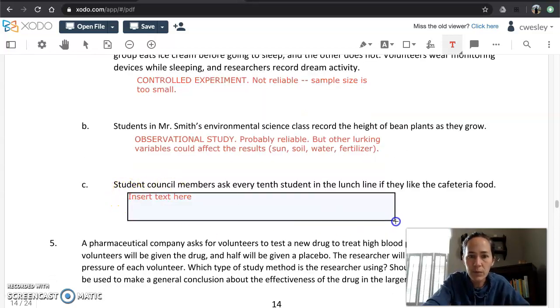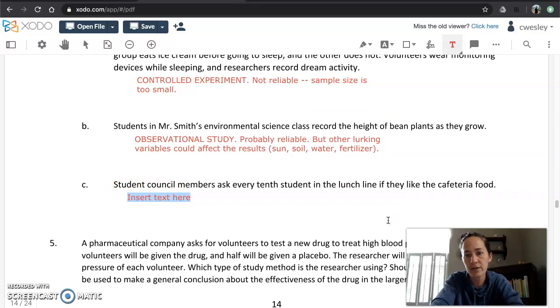How about if student council members ask every 10th student in the lunch line if they like the cafeteria food? Well, that looks like a survey to me, right? They're surveying every 10th student in the lunch line, asking them a specific question. How reliable is this? I'm sorry, student council. I'm going to say not really reliable.